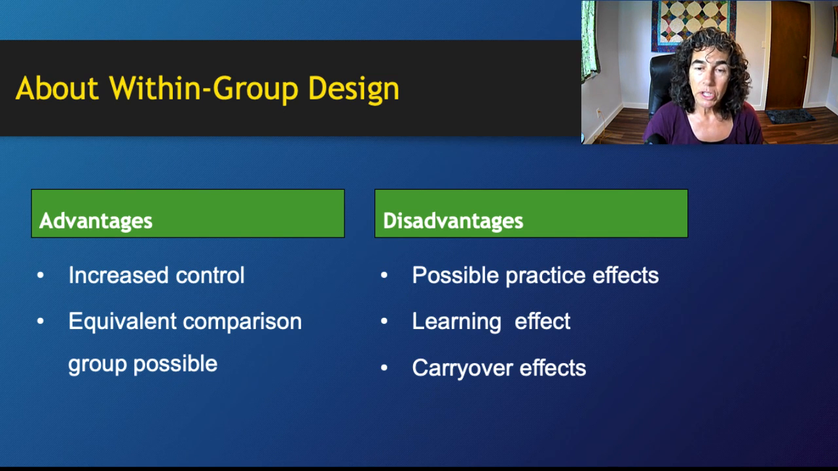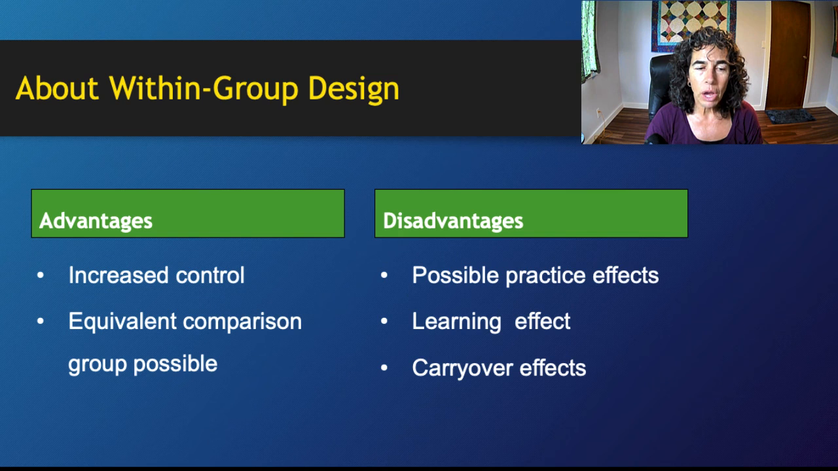The disadvantage is possible practice effects. So if we have somebody do intervention A, then intervention B, and intervention A and B are kind of similar, then they might get better just because they had the opportunity to practice with intervention A, right? Rather than measuring only the results of the intervention itself. There's also a learning effect. So over time, they may learn what's happening in the study or with the interventions, very similar to practice effects. And then there's carryover effects.